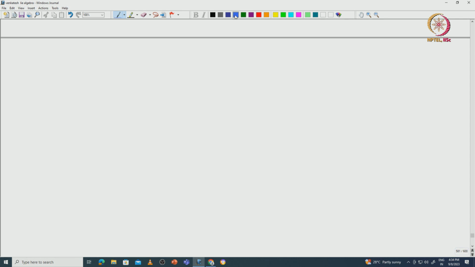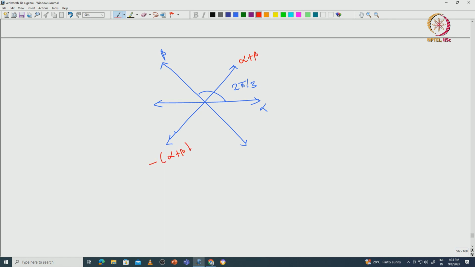So pictorially how does it look? So you have this alpha and then let us say this is the alpha plus beta. So this is going to be alpha and this is going to be beta. So the angle is going to be 2 pi by 3. And this is going to be alpha plus beta and this is going to be minus alpha plus beta and this is minus beta and this is minus alpha. So this is the root system that we are talking about.